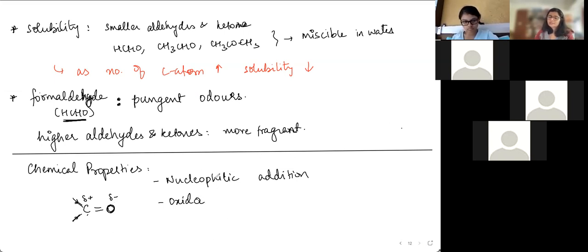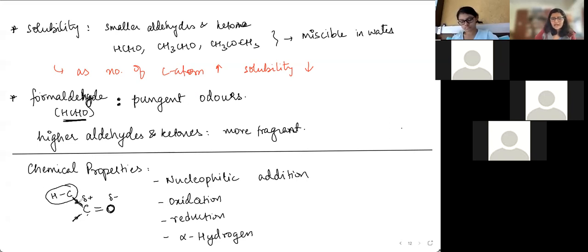On oxidizing, they turn into acids, and on reducing, they go back to alcohols. That is normal. And you have the alpha hydrogen reactions. The alpha hydrogen is basically, if there is a neighboring carbon here, the hydrogen attached to this particular carbon. Now, because of this I effect, the inductive effect, where it pulls on these electrons, this hydrogen becomes special. There's a slight acidic characteristic to it. So these are the reactions related to that.